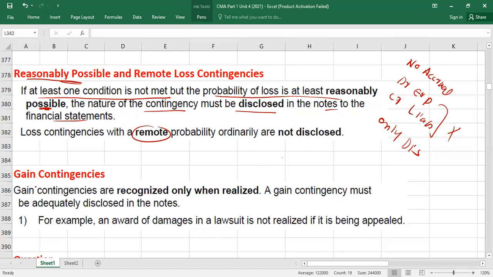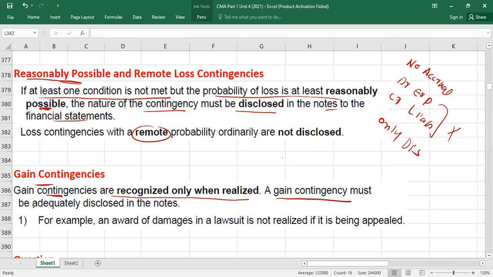Clear? Now I'm talking about gain. For loss contingencies, I told you three scenarios: probable, reasonably possible, and remote. For gain contingencies, we will not do anything about the gain unless it is received, because as per the prudence concept, gain cannot be booked unless it is realized. Have a look here. For gain contingency, this statement you have to memorize: recognized only when realized. Realized means when it is received. Only at that time you book. What entry? Debit cash, credit other income, whatever you can use.